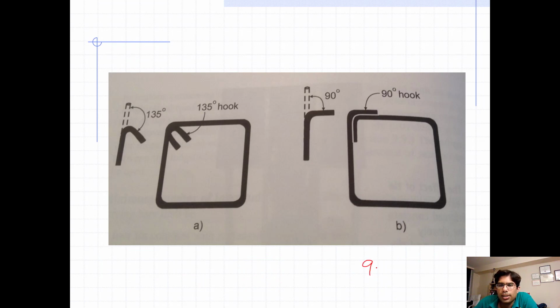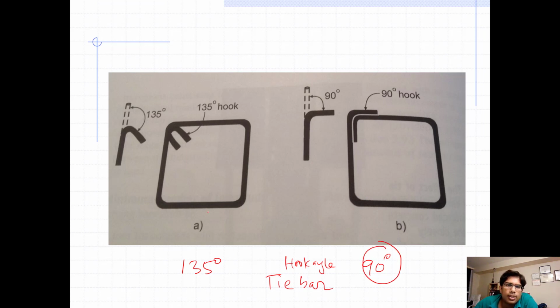And this is the difference between hook angles. One is a 90-degree hook angle, and this is a 135-degree hook angle for the tie bar. Hook angle in the tie bar. If you see this, this is the 90-degree angle. If you put the tie like that, they will overlap like this at 90 degrees, then it's called a 90-degree angle. And if it is like that, then it's 135-degree.